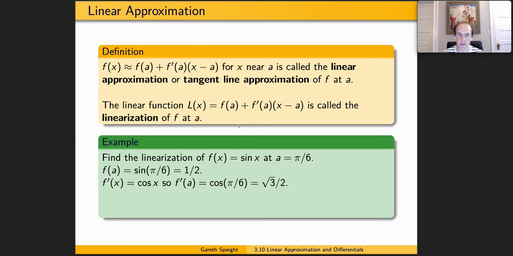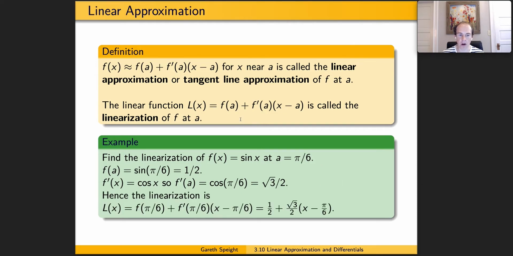So we have our unknowns and we just plug them into our formula. So f of a plus f prime of a times x minus a, that's going to give us a half plus square root 3 over 2, x minus pi over 6. So, as long as you remember the definition of linearization, any problem like this is pretty simple, pretty straightforward. You just compute the unknowns and sum them.